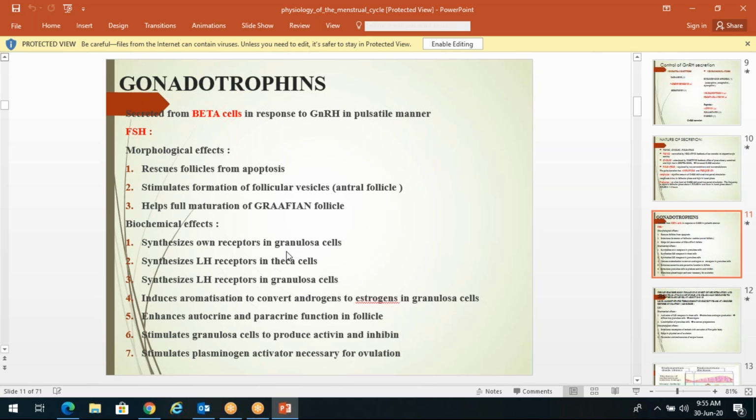So it synthesizes its own receptors. It will help in the synthesis of the receptors of the LH in both theca cells and granulosa cells, and it helps in the conversion of the androgens to the estrogens, and it helps in the production of activin and inhibin. These are all the effects of FSH on the ovary.